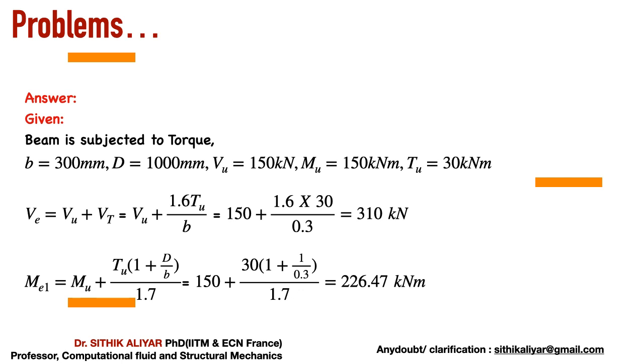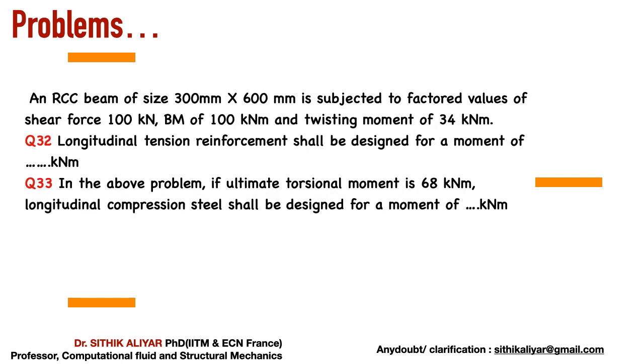So Vu plus Vt, you just substitute everything in the formula, you will know the equivalent shear force is 310 kilonewton. And the equivalent bending moment, you just substitute everything, D is given 1 meter, you will get the answer 226.47 kilonewton meter. It's a very simple straightforward question. So one more question, okay.